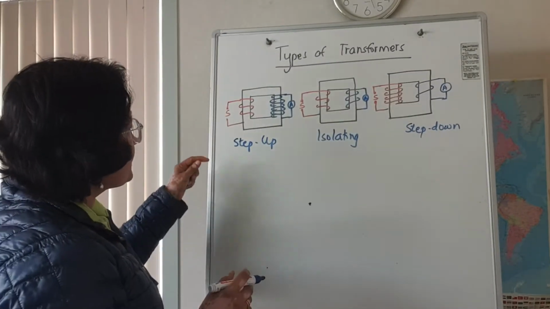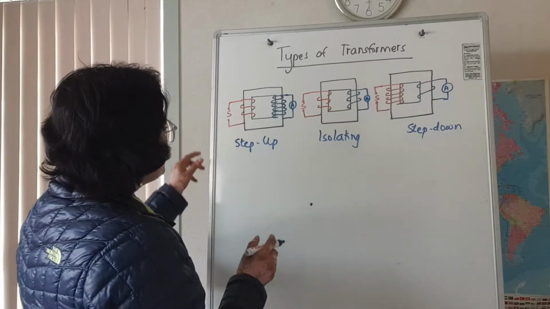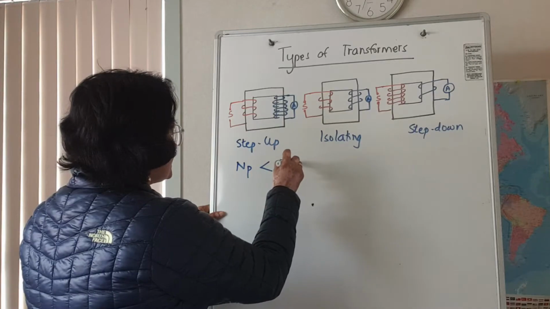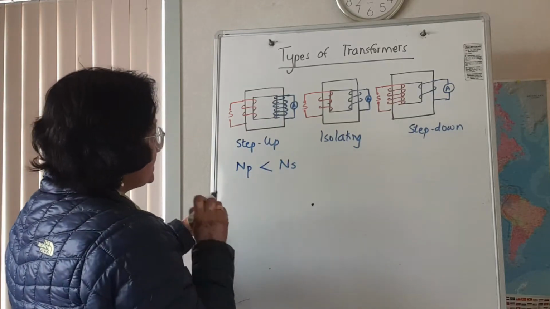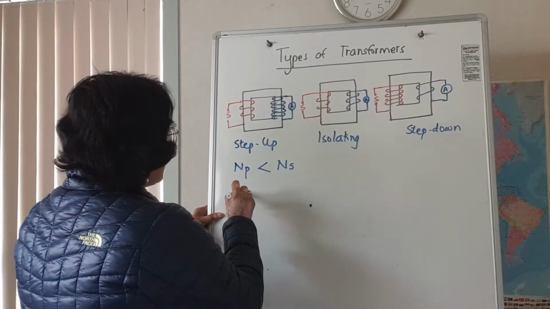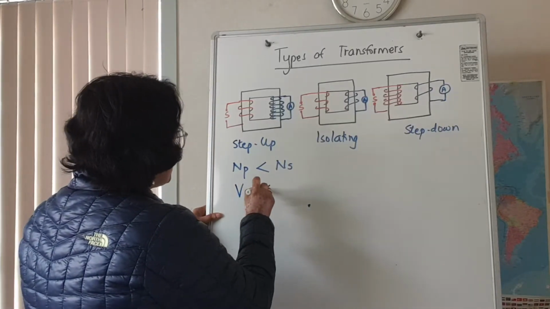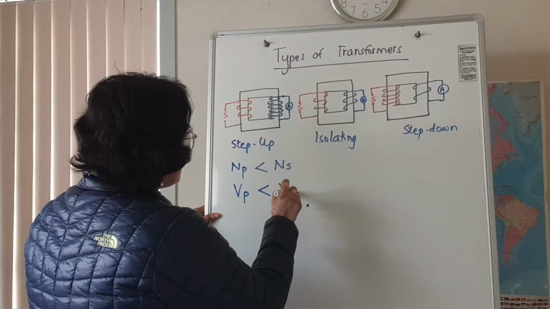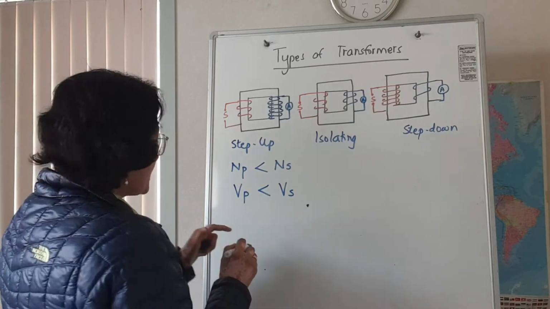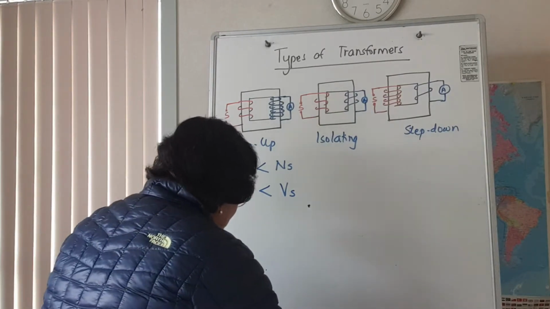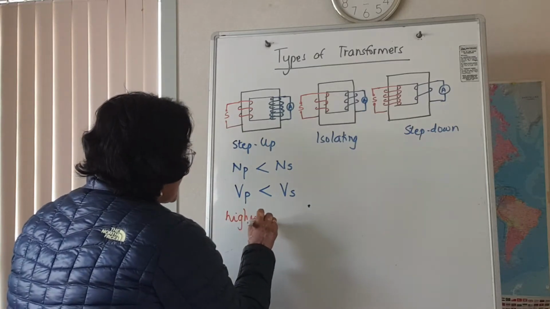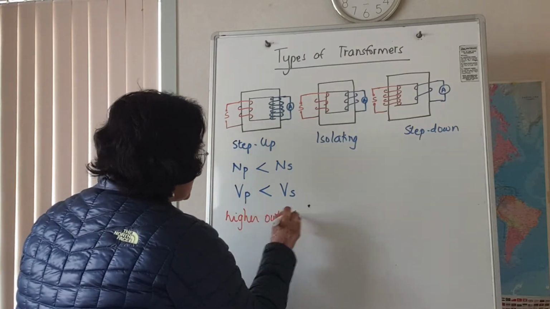Now, in a step-up transformer, the number of turns of the primary is less than the number of turns of the secondary. When the number of turns of the primary is less than the number of turns of the secondary, then the voltage across the primary is also less than the voltage across the secondary. So you're going to get a bigger voltage output. Okay, so what you get for a step-up transformer is a higher output voltage.